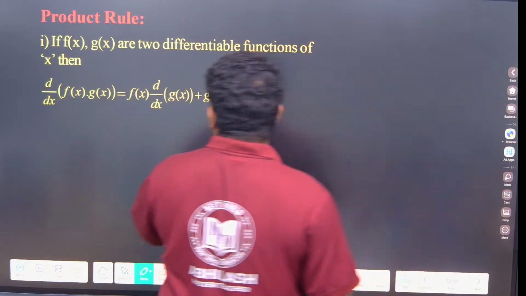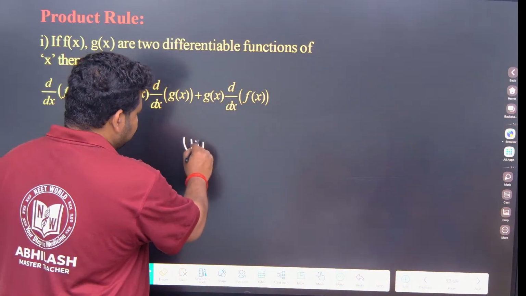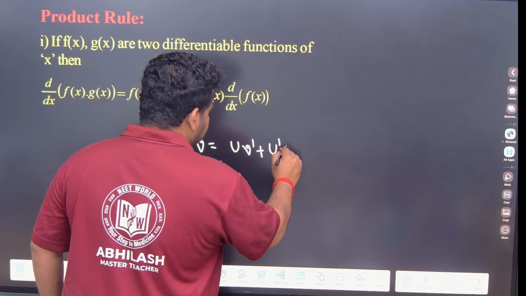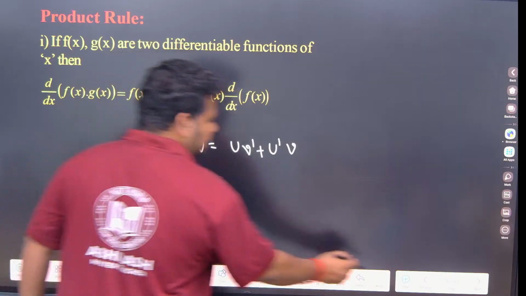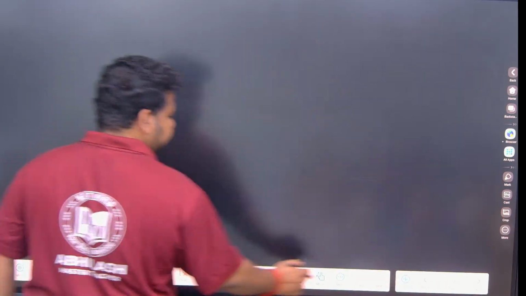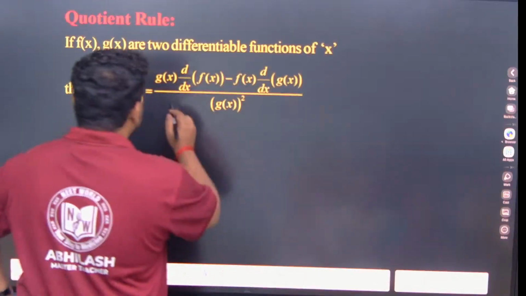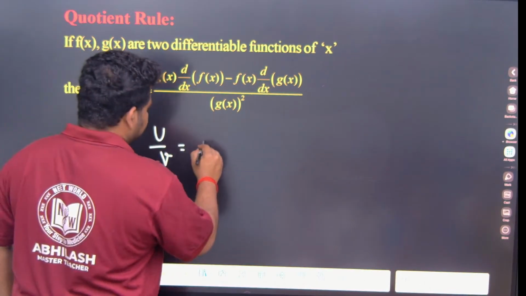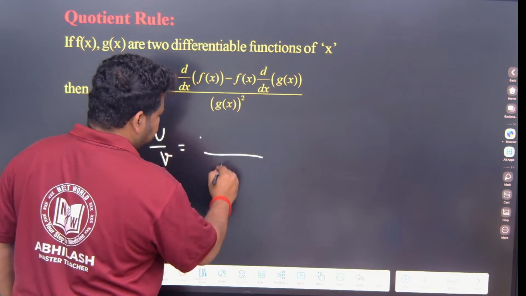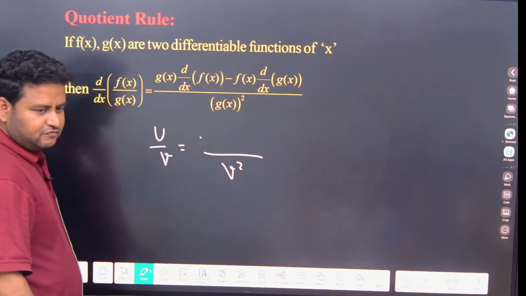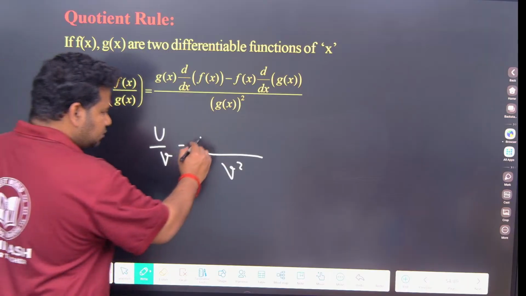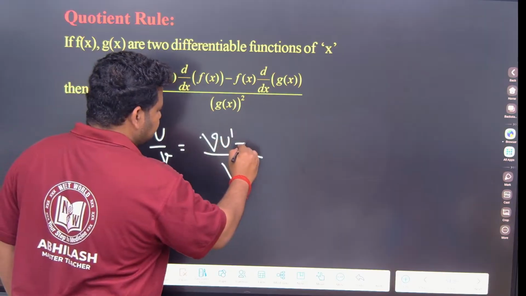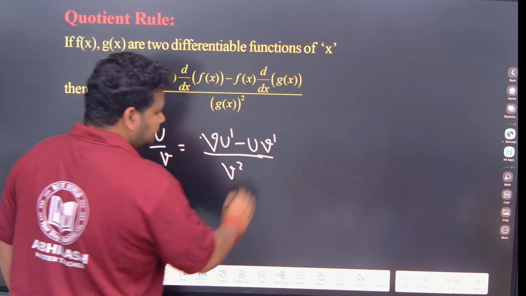Now, when we talk about the product rule, the UV rule, we write it as u dash v plus u v dash, like this. Apart from this, we have the quotient rule, the u by v rule. First we will write v square. Don't get confused. First we write v square, and in the numerator v u dash minus u v dash. This you know.